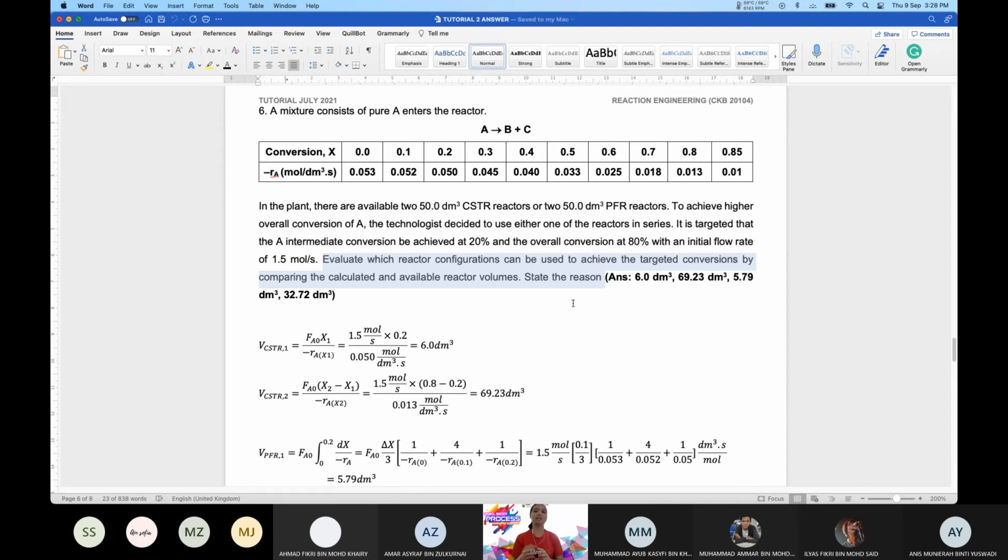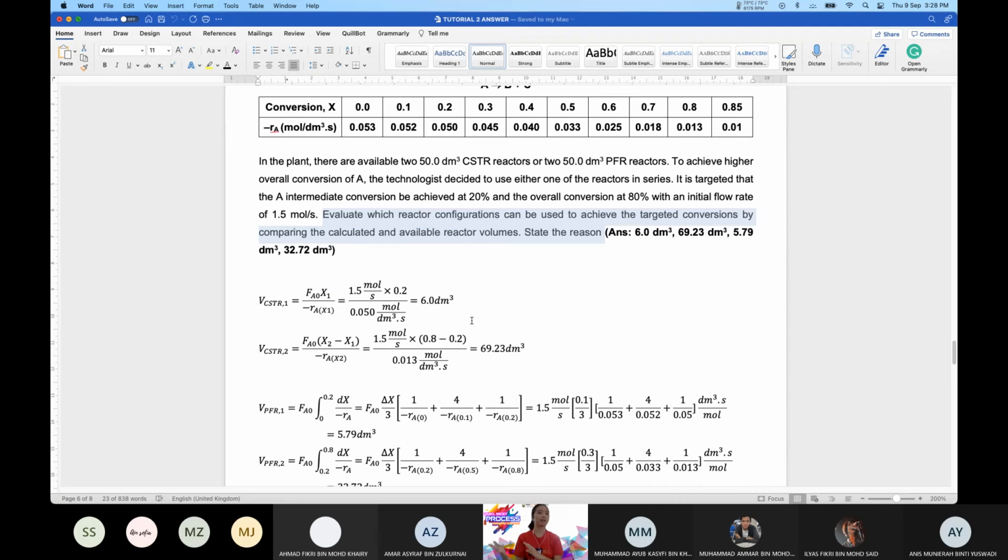Okay, so in this case, it is a bit tedious. You need to calculate the 2 CSTRs, then we calculate the 2 PFRs. So let us start first with the CSTR, the easiest one. For the CSTR, we calculate the volume of the first CSTR: FA0 X1 over minus RA at X1.